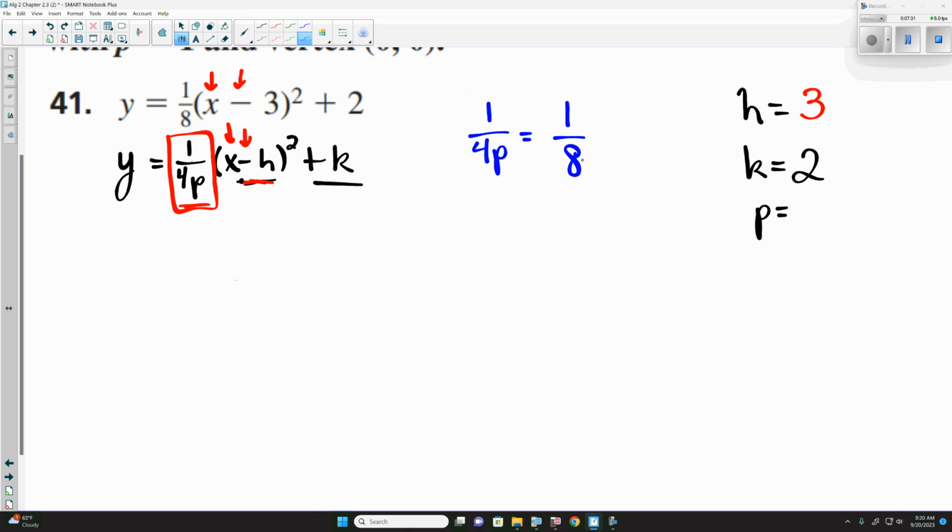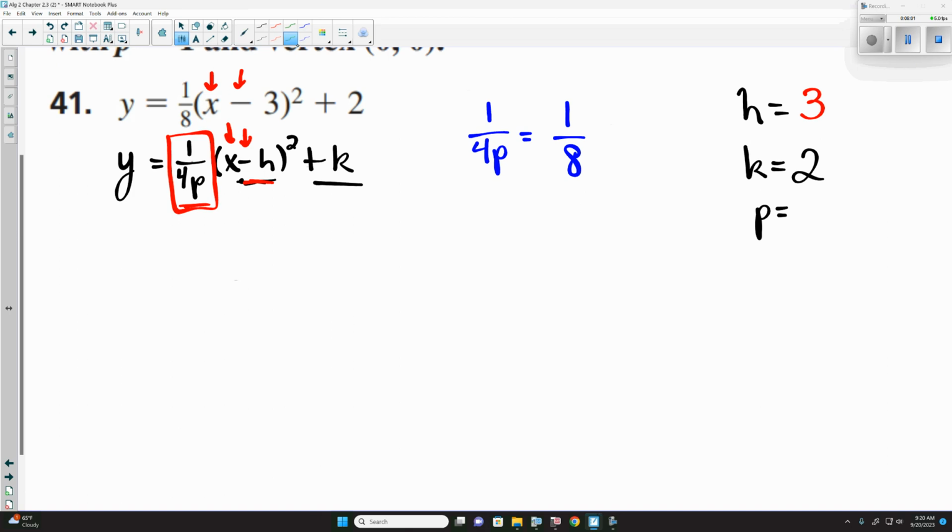Now, for some of these here, you could possibly look at it and see what the value of p is. Now, I'm going to show you how to do this step by step if we were going to calculate out what the value of p is. The first step in finding the value of p is setting it up. That 1 over 4p equals whatever the number is in front of the parenthesis. And it doesn't matter which equation we have. This will always set up this way.